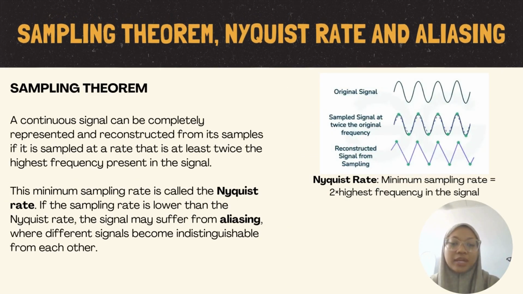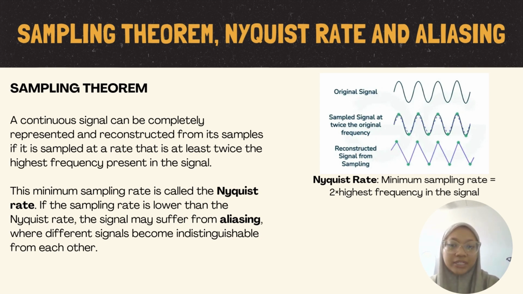Now, let's talk about the sampling theorem. The sampling theorem is a fundamental concept in signal processing. It tells us how to properly sample a continuous signal so that we can fully reconstruct it without any loss of information. The theorem states that a continuous signal can be completely represented and reconstructed from its samples if it is sampled at a rate that is at least twice the highest frequency present in the signal. This minimum sampling rate is called the Nyquist rate.